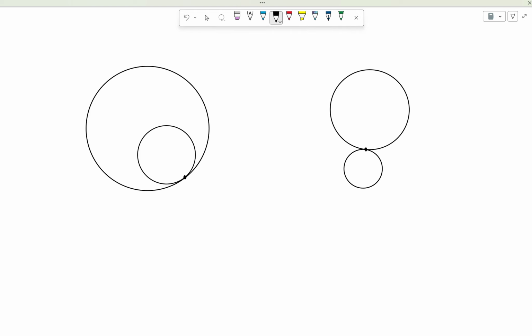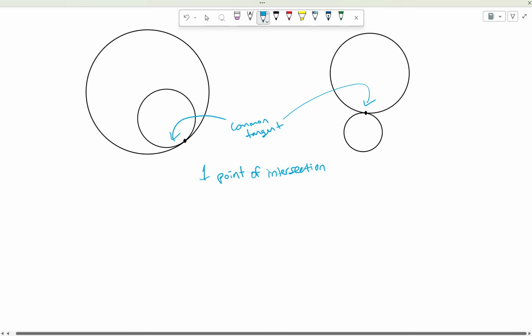Boom. And we have one point of intersection. This is what we call the common tangent, and it's that point of tangency. And these two circles are what we would call tangent circles, anytime we have that singular intersection.